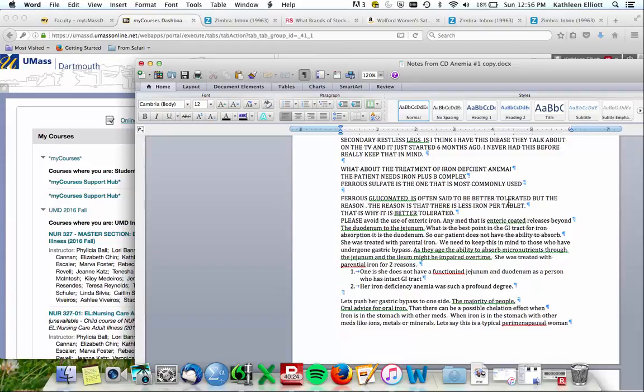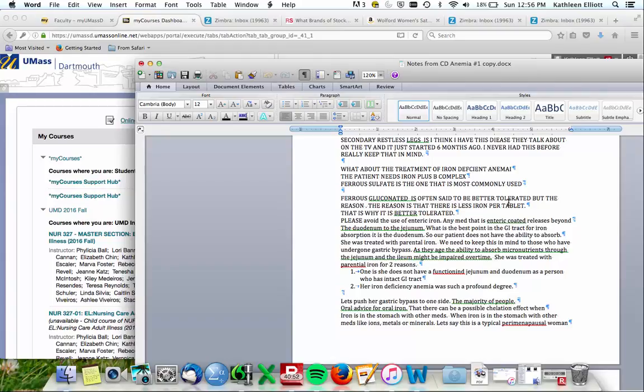She was treated with parenteral iron for two reasons. One is she does not have a functional jejunum and duodenum, as compared to a person who has an intact GI tract. Two, her iron deficiency anemia was such a profound degree of anemia. Let's push her gastric bypass to one side. The majority of people take oral iron.